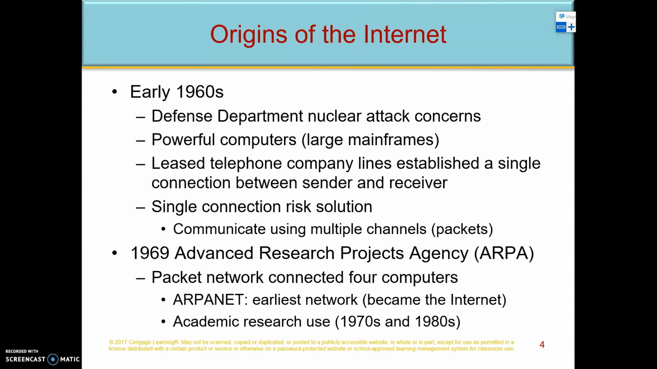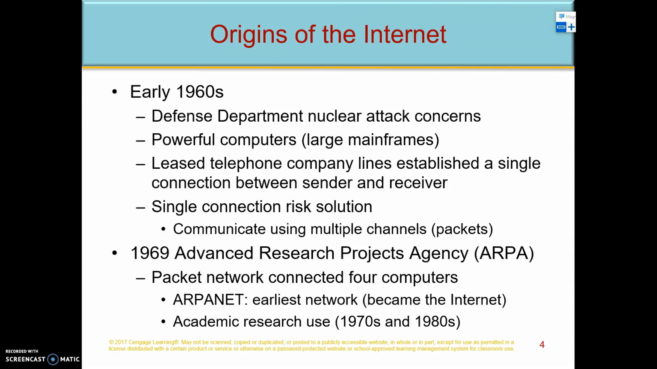Just a little history of the internet. In the early 1960s, the Defense Department had some nuclear attack concerns. There were large mainframes, which were powerful computers. We didn't have computers as we see now. And leased telephone company lines were used to establish a single connection between sender and receiver. So, for example, if you had an organization in one location that wanted to connect to another, you had to have a direct connection of a phone line.